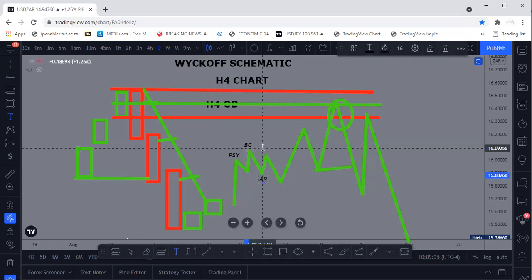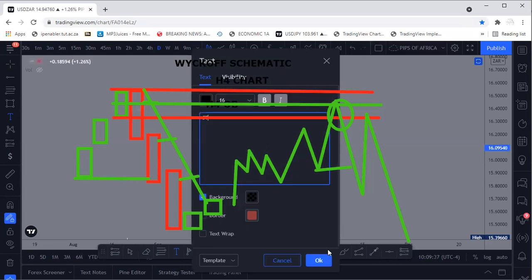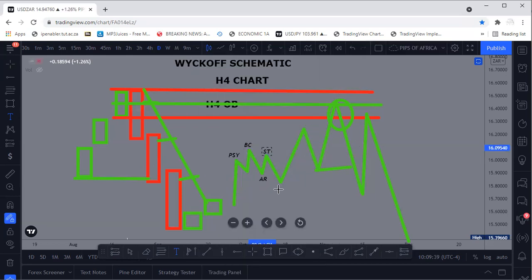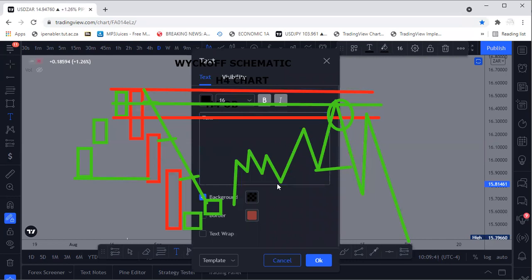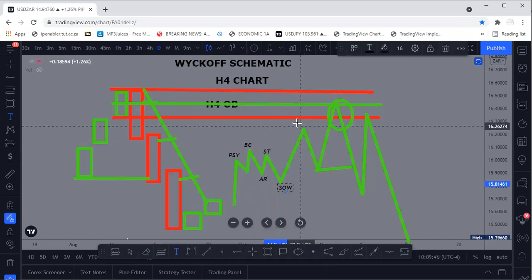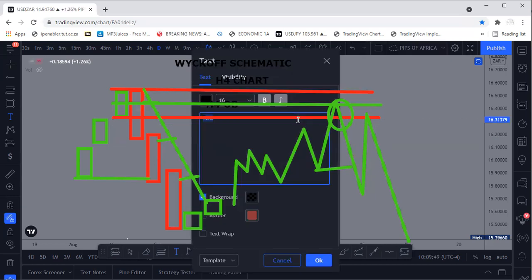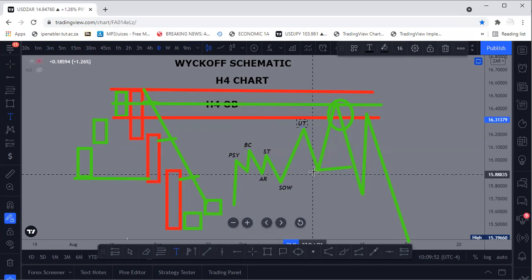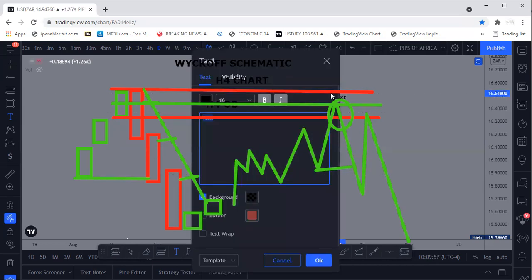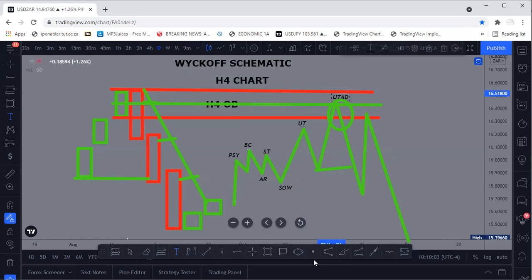Then we have what? We have the secondary test. Here we have the sign of weakness. Here we have the upthrust, which is also known as a UT, right? And then you finally have your UTET, somewhere after distribution. So this is just an abbreviation of that.